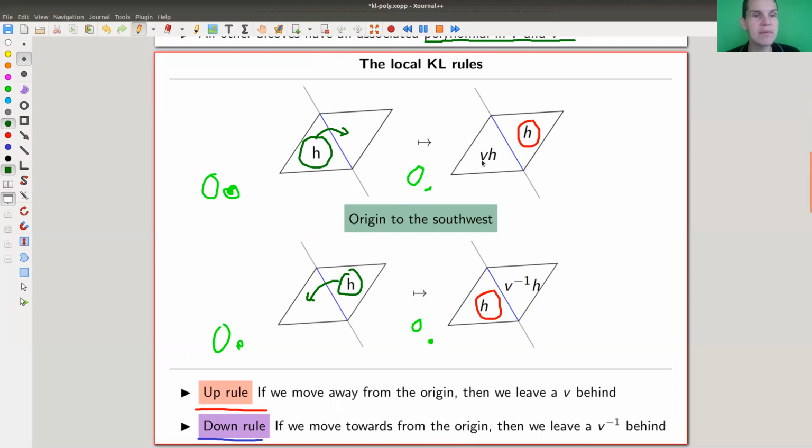Okay, so you leave something behind, you leave a V behind, you leave a V inverse behind. Those are the 2 rules. And we need to see that in action. So for now, that's what we have.